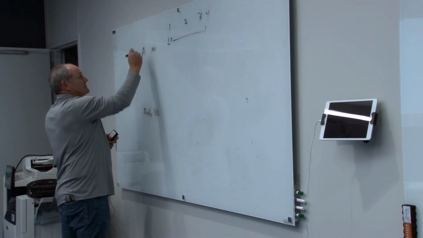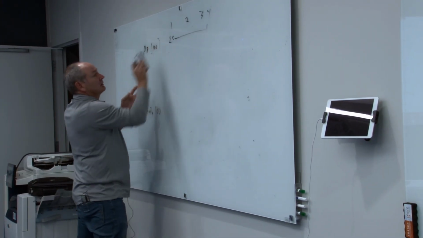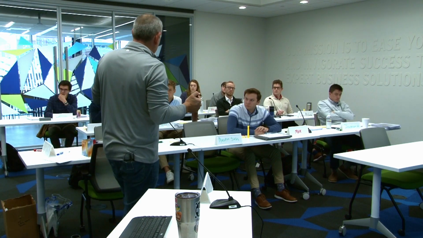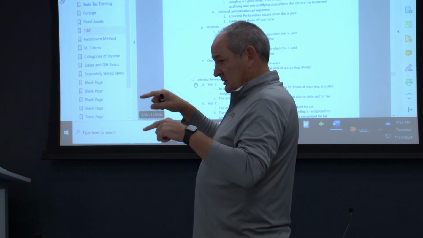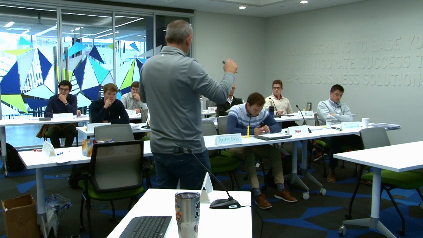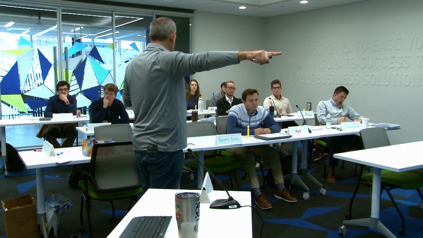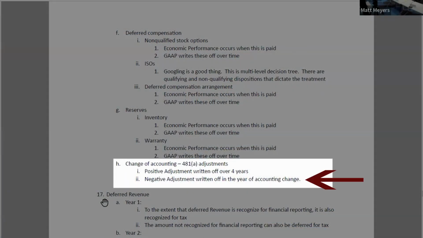Okay, so now let's change the facts a little bit to say this is AP, what's the rule up there say? Well, the cash basis. How much deduction have we taken, Connor? None. If we were on the accrual basis, how much would we have taken? 100. So now we have to do the variance, correct? So what's my variance? 100. So what's my rule say? A negative adjustment. Written off in the year of accounting change.